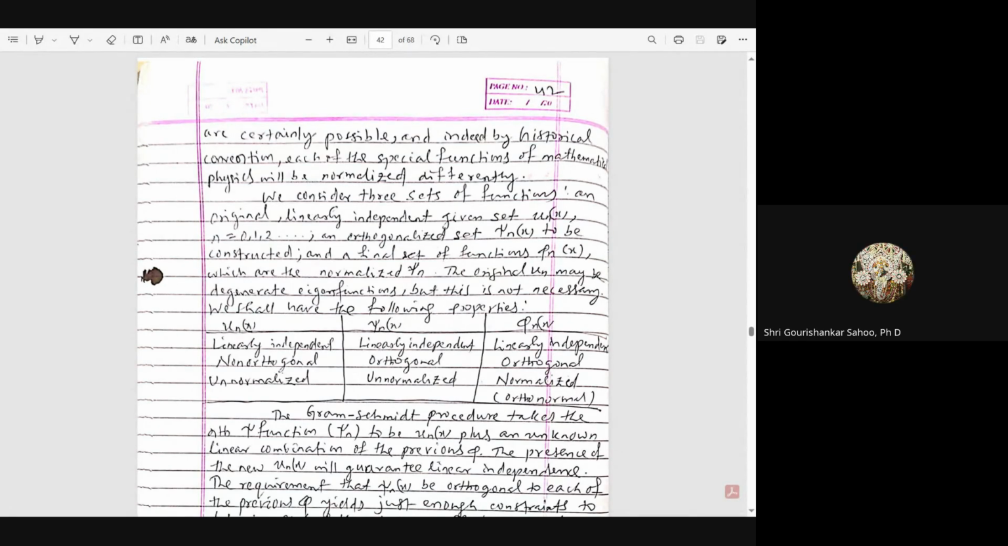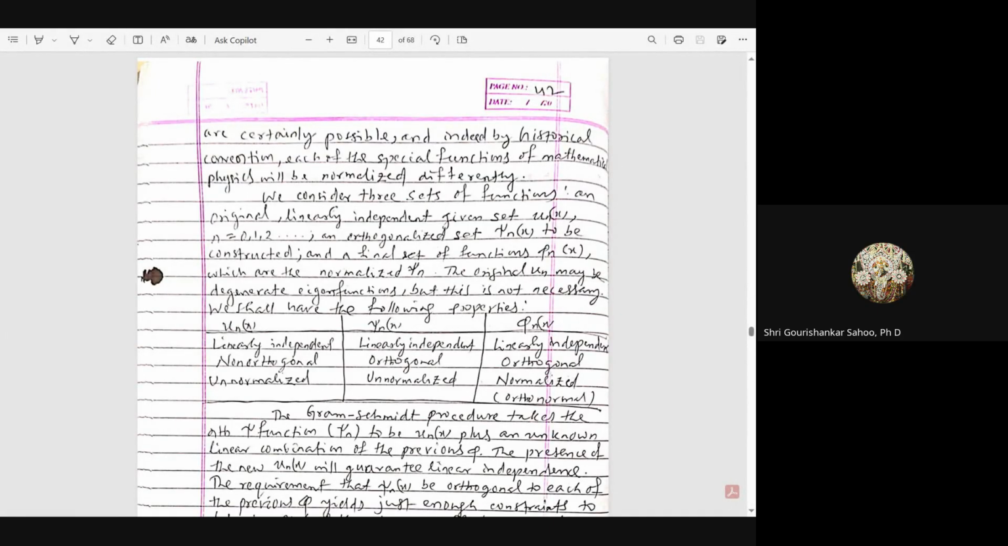So you can see u_n which is a function of x, psi_n which is a function of x, and phi_n which is a function of x. Your u_n is linearly independent, non-orthogonal, and un-normalized. Psi_n is linearly independent, orthogonal, and un-normalized. Phi_n is linearly independent, orthogonal, and normalized, that is, orthonormal.